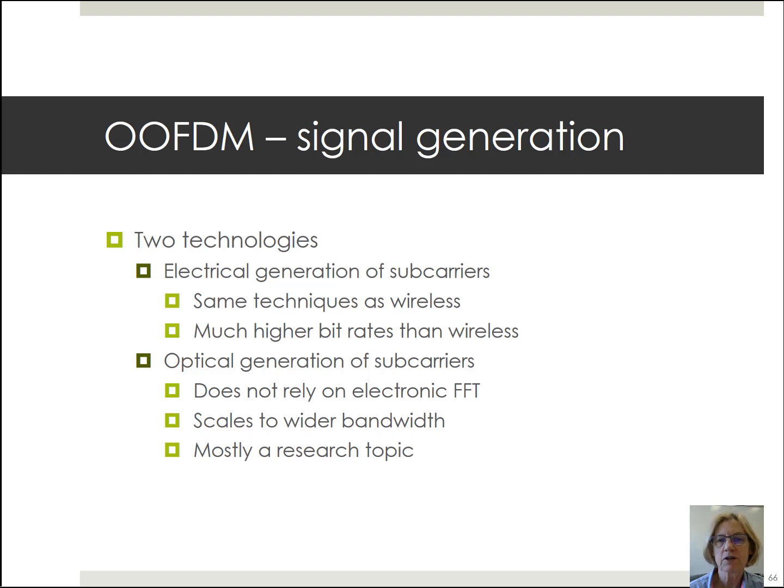The second method to generate optical orthogonal frequency division multiplexing, OFDM, is to actually generate our subcarriers in the optical domain. This does not require an electronic FFT that we'll see is the basis for the electronic generation. Because it does not require electronics to generate the FFT, it can scale to wider bandwidths than the previous solution, and that is why we are looking at this second possibility.